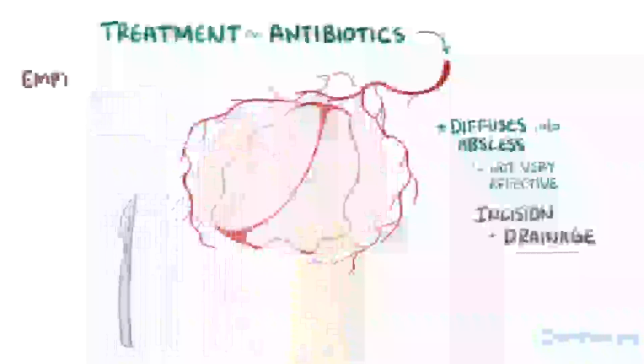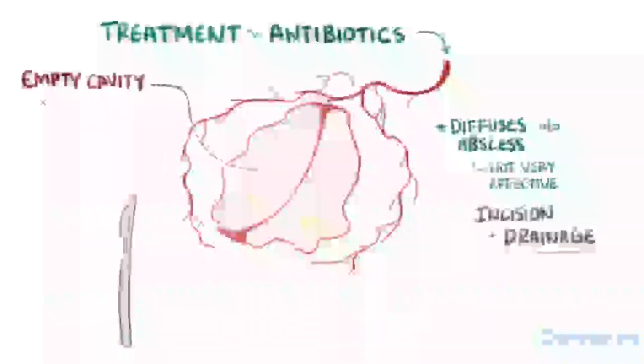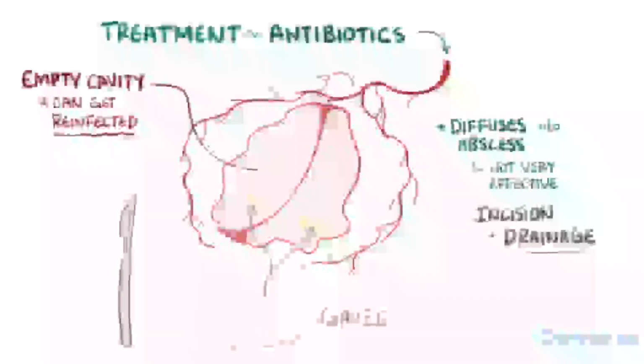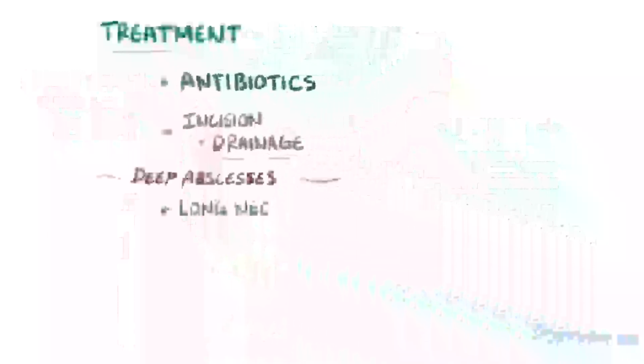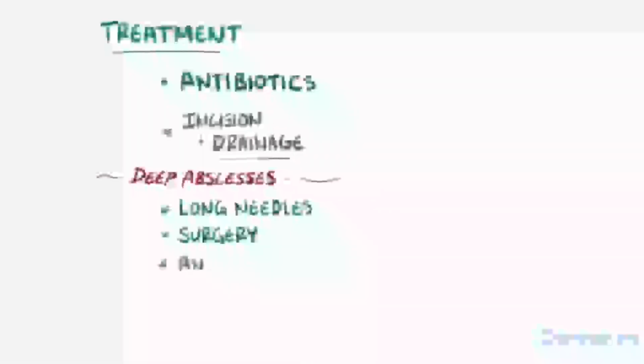Oftentimes there can be a large empty cavity that remains afterwards, and this can easily get reinfected. To prevent that, large abscesses are drained and often packed with gauze to fill the space, until that tissue heals naturally on its own over time. Deeper abscesses sometimes have to be drained with long needles or surgery, depending on the location. Finally, antibiotics are sometimes used even after the drainage to make sure that there are no additional bacteria lingering around.